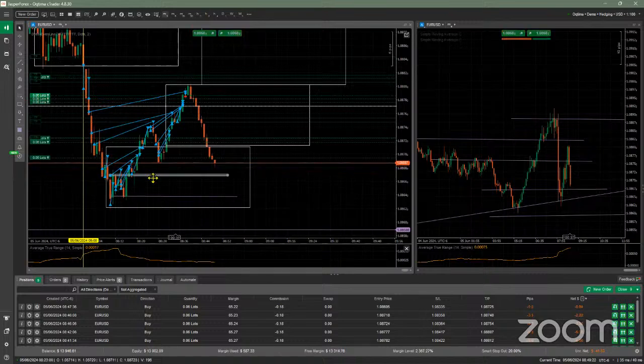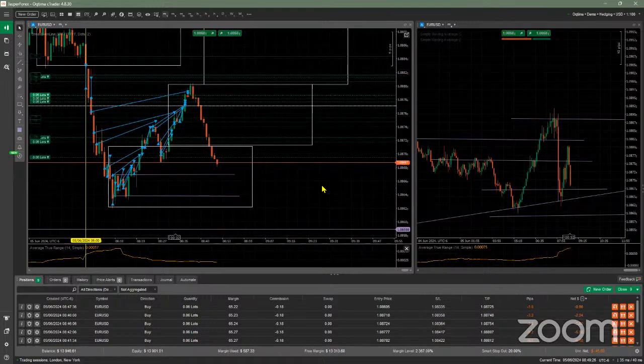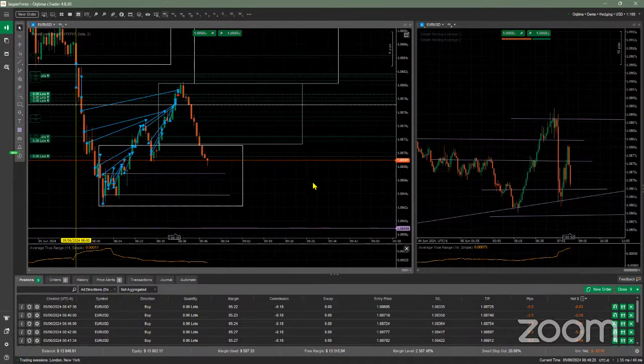Approaching support. Bank of Canada's Rogers says there's a pent-up demand in the housing market.